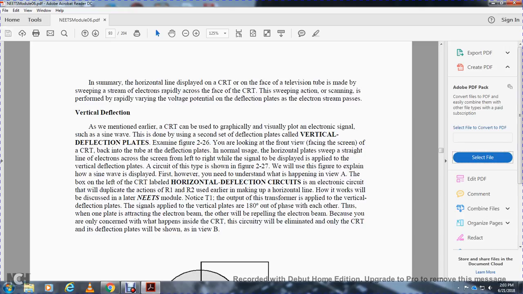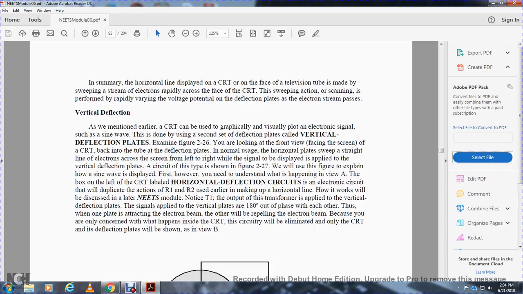Examine figure 226. Look at the front view of the face of the screen of the cathode ray tube with the plates back in the tube. In the normal oscilloscope, the horizontal plates sweep a straight line across the screen from left to right, with the signals to be displayed applied to the vertical deflection plates by a circuit of the type shown in figure 227. The figure explains how the signal is displayed.